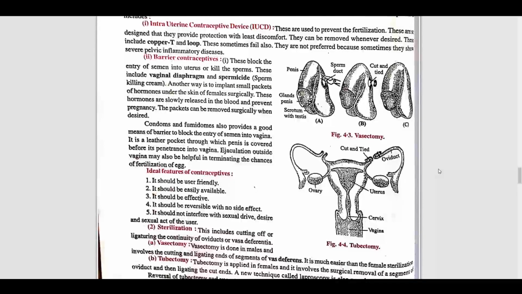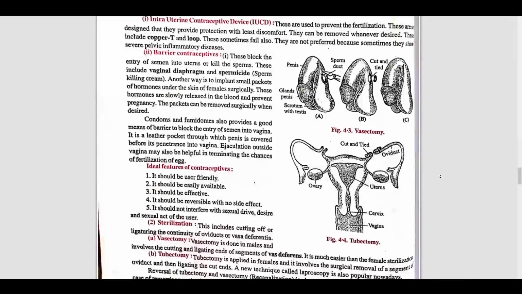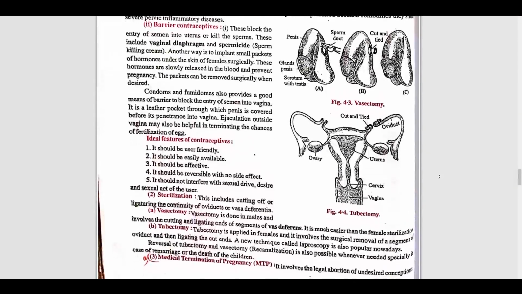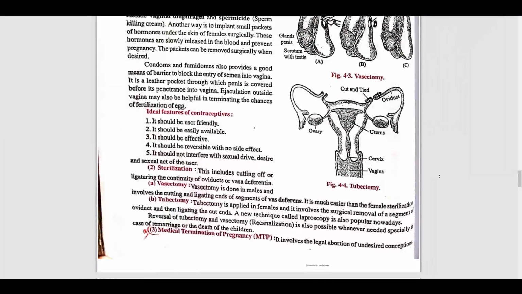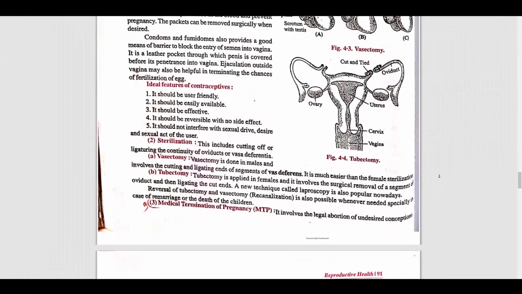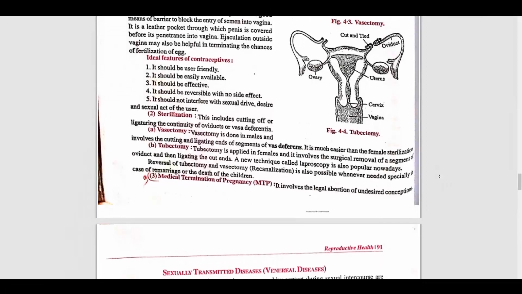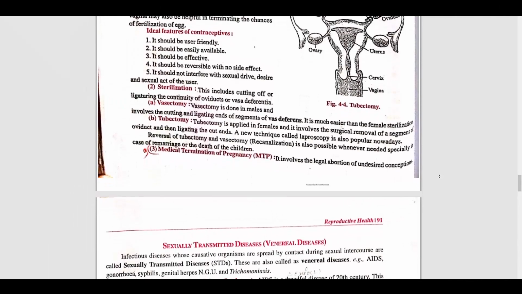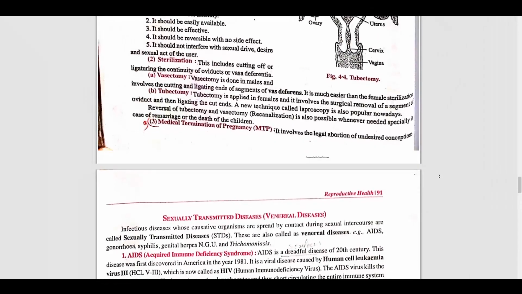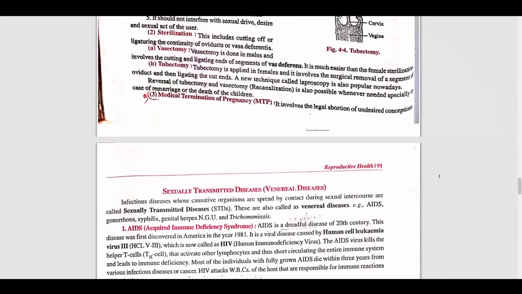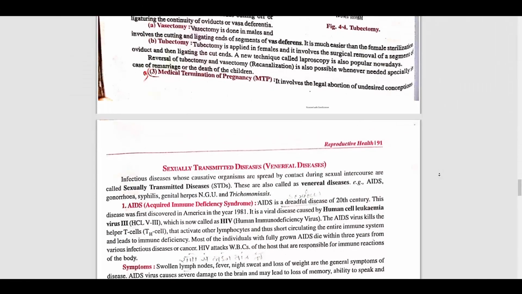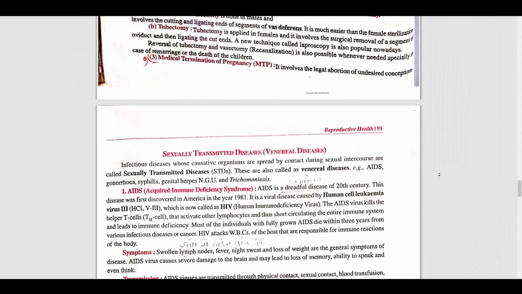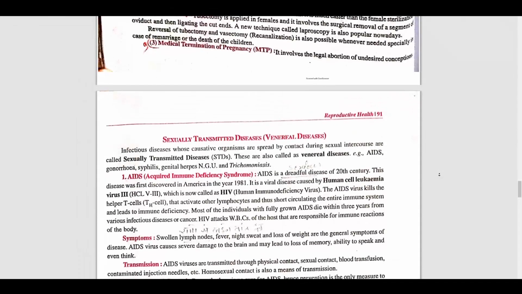Now we'll talk about sterilization. What is this? It includes cutting or ligating the continuity of the oviduct, or the vasa deferentia. These are the methods, and lastly there is medical termination of pregnancy, that is MTP. It generally involves the legal abortion of undesired conceptions by a medical process.